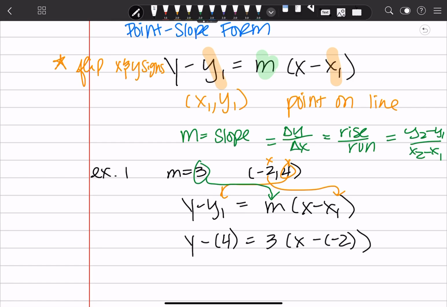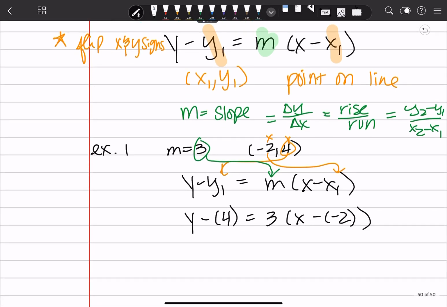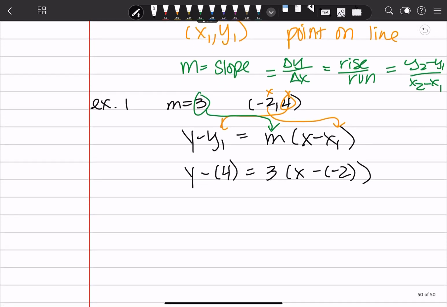So what I want you to remember is that you need to be using parentheses when you're substituting. This is not done right now because we're not going to leave it like this. You've got double negatives happening. Let's fix it. So we've got y minus 4 equals 3 times x plus 2. And this would be your answer if you are asked for point slope form.